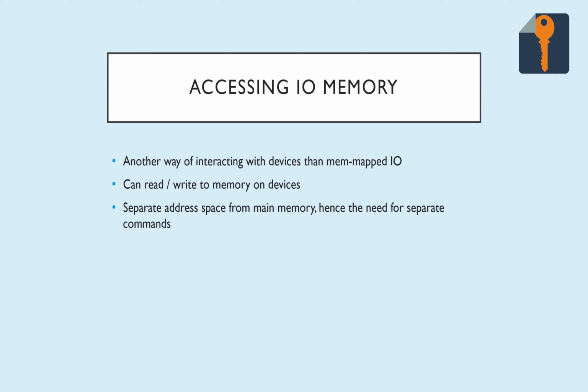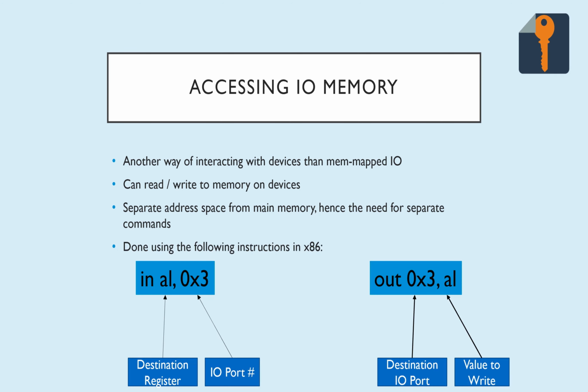We did mention that we'll be sending things to different I/O ports and accessing I/O memory. So what's the deal with that, and how are we going to actually do that with instructions in assembly? I/O memory is another way of interacting with devices as opposed to just modifying the main memory. You can read and write to memory on devices, and it has a separate address space from main memory. Hence the need for separate commands. I was a little confused at first as to why we can't just use the move command for this, but you'll see that these addresses for I/O memory, while they may intersect with something in the main memory, are completely separate. It's a separate area that we're referring to in the computer.